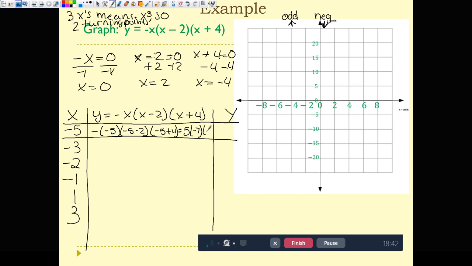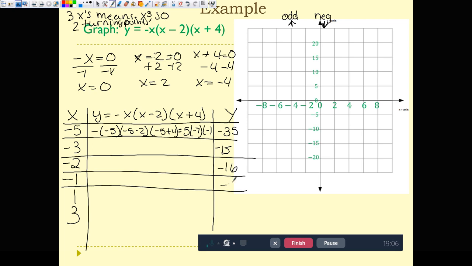Okay? I'm just going to give you guys the rest of the y values because you guys can substitute these values in and solve. So we're going to get -15 for -3. -2 is going to be -16. -1 is going to be -9. And 1 is going to be 5. And +3 is going to be -21.